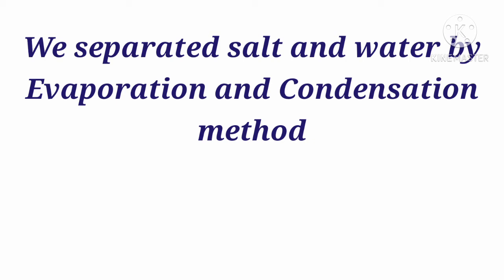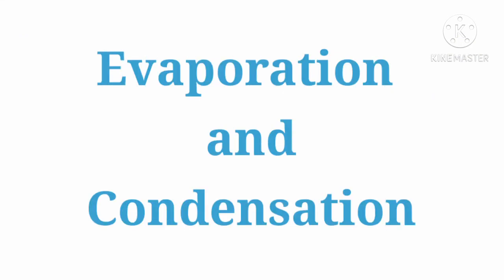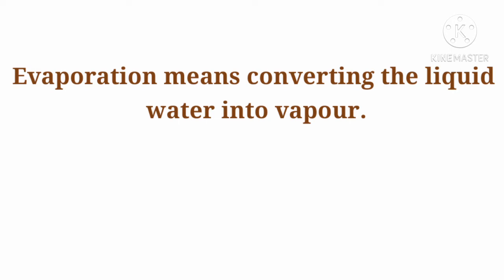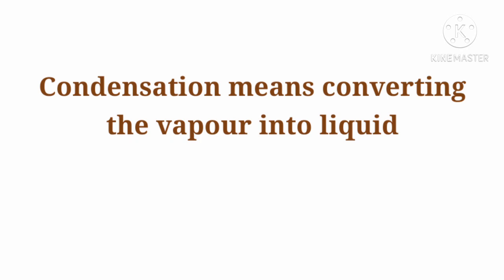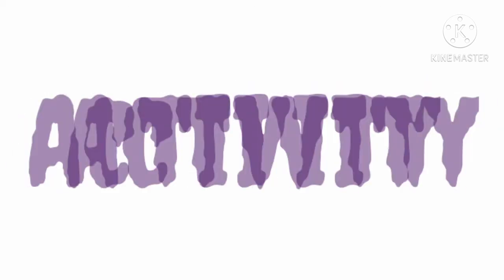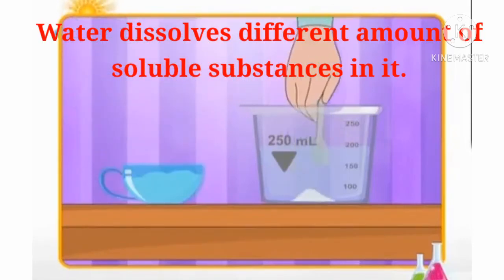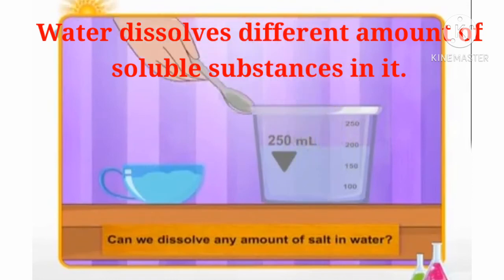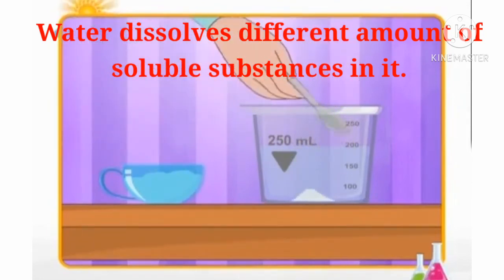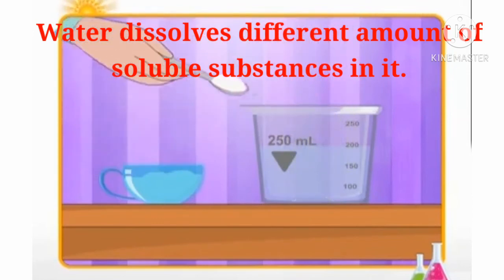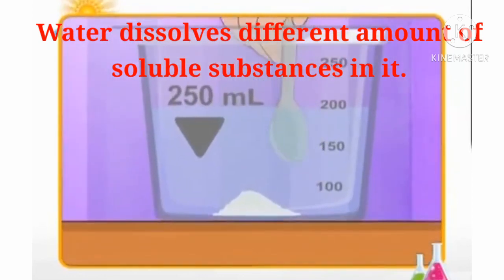Children, now let us once again see what is this evaporation and condensation. Evaporation means converting the liquid water into vapor, whereas condensation means converting the vapor into liquid. Okay, I think you understood. Children, now let us do an activity. Take a glass of water and dissolve some salt in it and stir it well. Salt will dissolve in that water, and this mixture we call it as salt solution. And if we dissolve sugar in the water, then this mixture we call it as sugar solution.